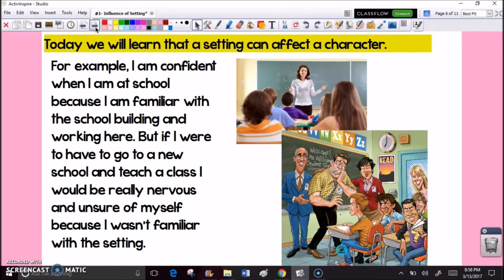Now, for example, I'm going to use myself as the example. I'm usually confident when I'm at school because I'm familiar with the school building and working here. But if I were to have to go to a new school and teach a class that are not my regular students, I would be really nervous and unsure of myself because I wasn't familiar with that setting. I wouldn't know where things are located. I might not know how to use their smartboard if it's a different smartboard than the one that I'm used to. So the change of setting affects the way that I'm going to behave and the way that I feel.